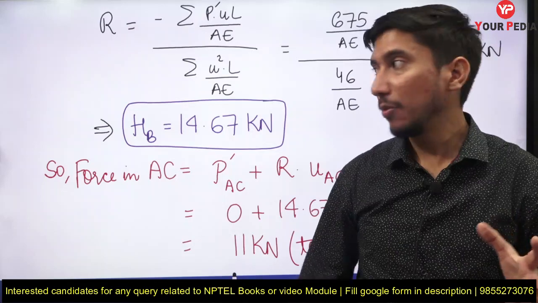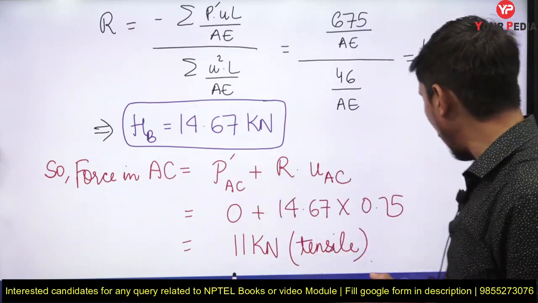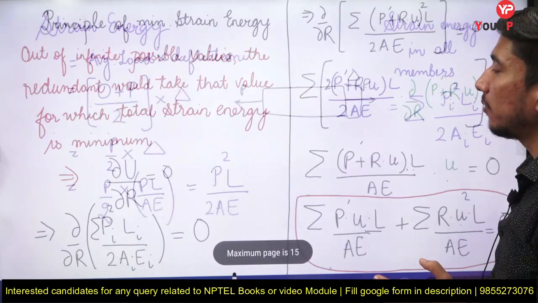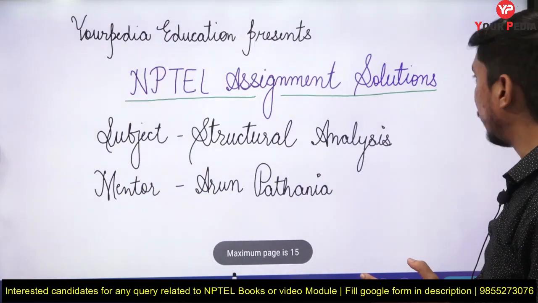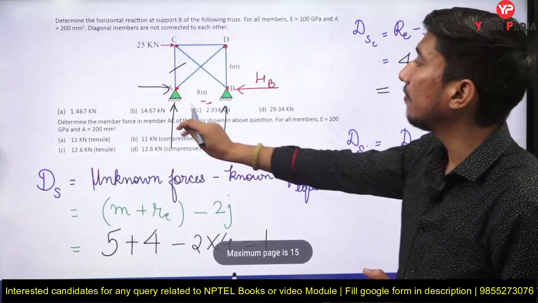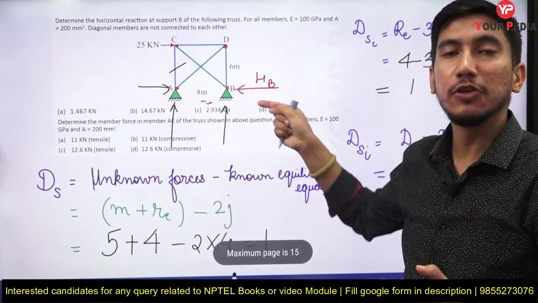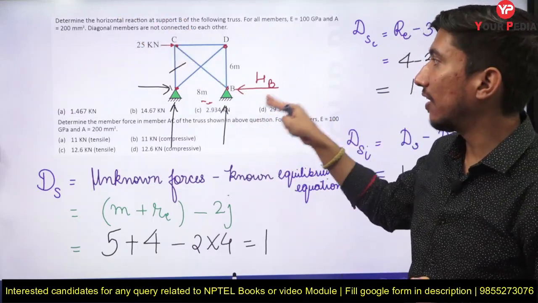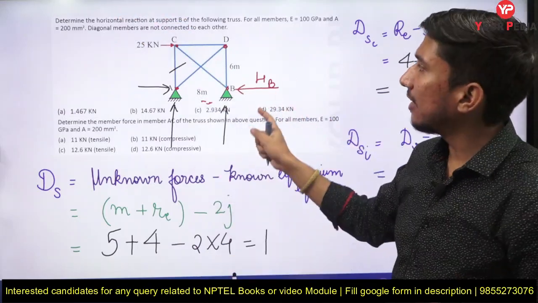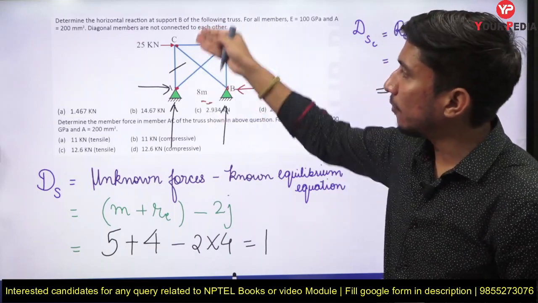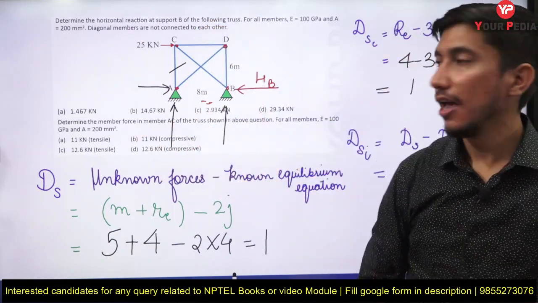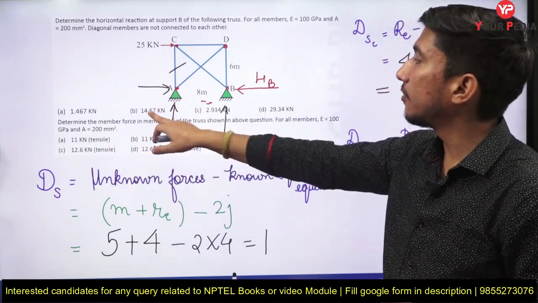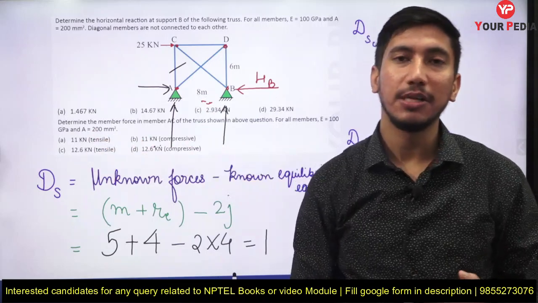So look, by using all these concepts, we found what was asked us in the beginning. So what was asked us in the beginning? It was asked that we have to find this reaction also, which was the extra reaction. So we did all that to find this extra reaction, and when this extra reaction was known, we could easily calculate the force in member AC, which was also asked here. So this was 11 kilonewton tensile, and this was 14.67. So B and A parts are basically the answers.